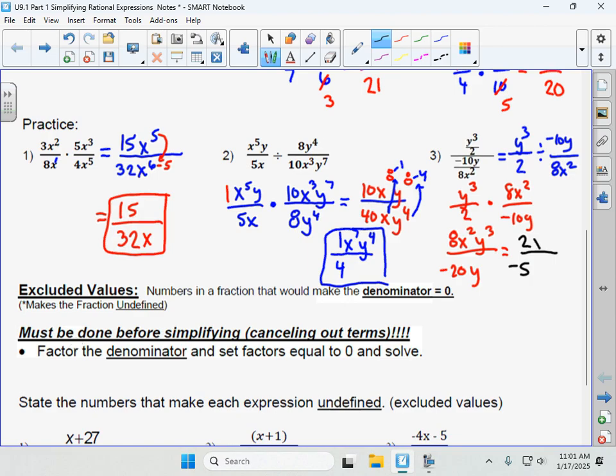X squared stays x squared. And then y to the third over y becomes y to the second, because you're going to subtract this 1 y that's on the bottom.